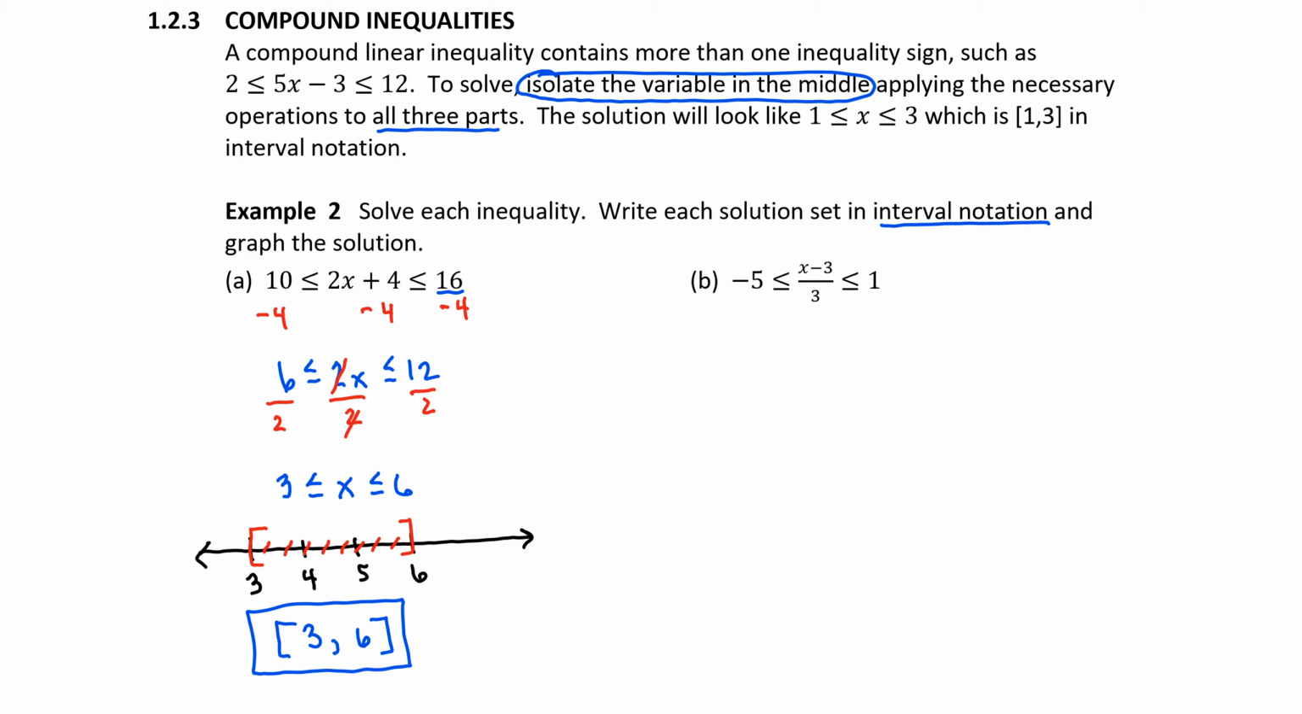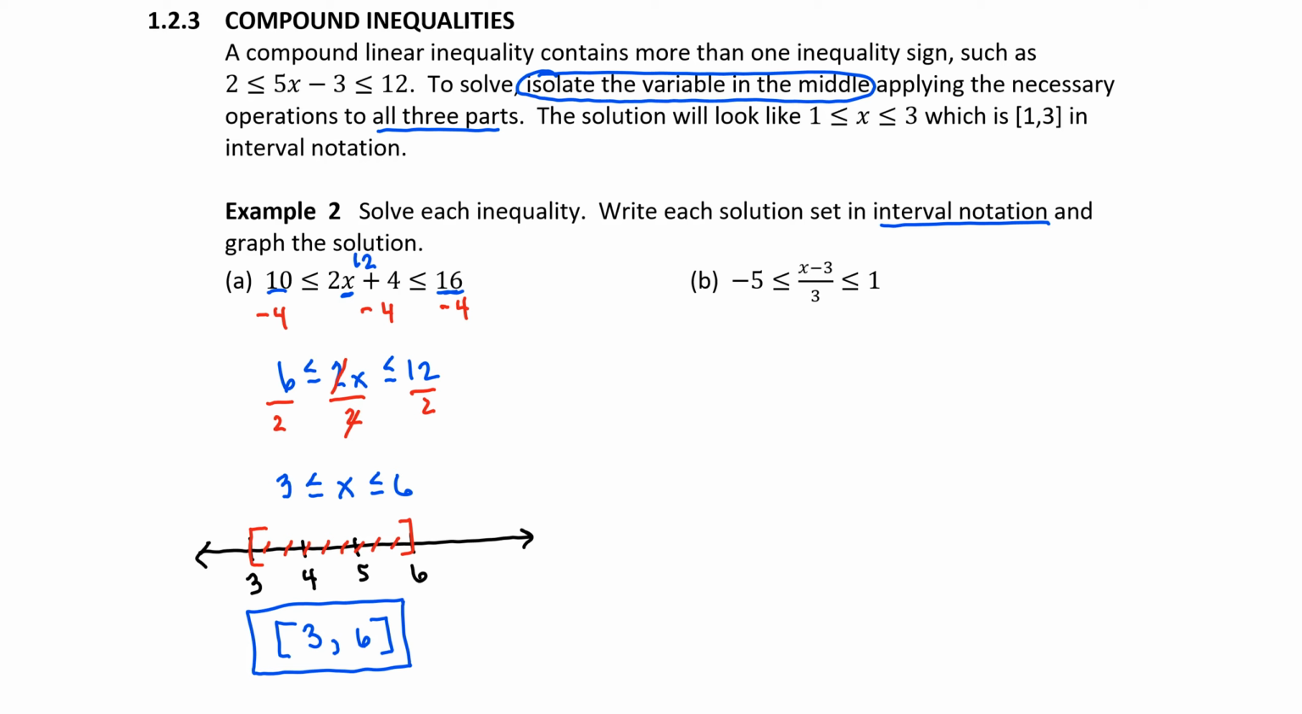If I choose a number between 3 and 6, such as 4, for example, 2 times 4 is 8, and 8 plus 4 is 12. 12 is between 10 and 16. So again, with the brackets, you're achieving the equality, and then everything in between gives you a true statement.